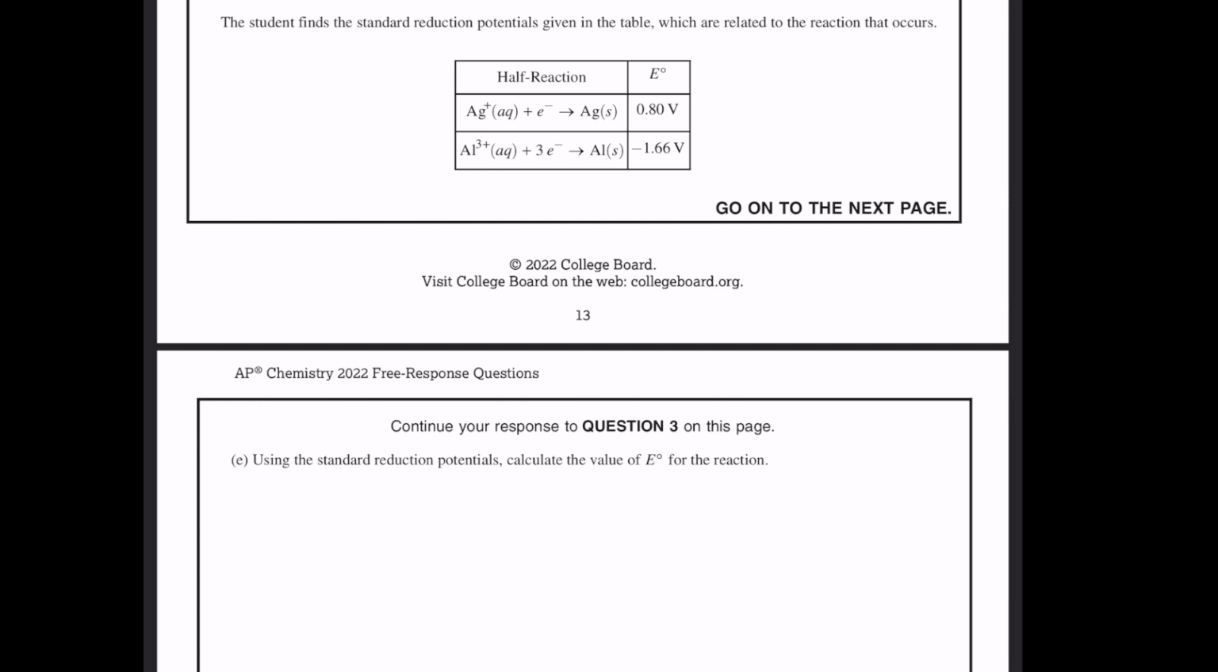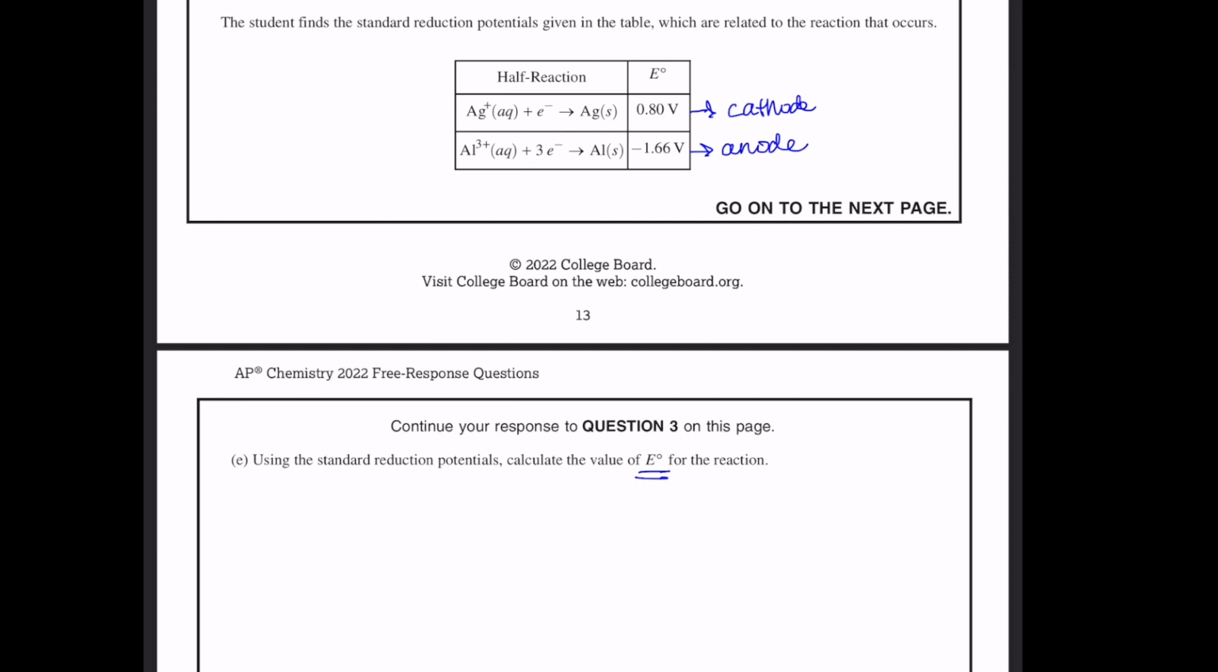So for part E, we have these standard reduction potentials, half reactions in a table. This is an electrochemistry question. This is a galvanic cell. This is the cathode. This one is going to be the anode. All right, now we need to calculate the value of E.